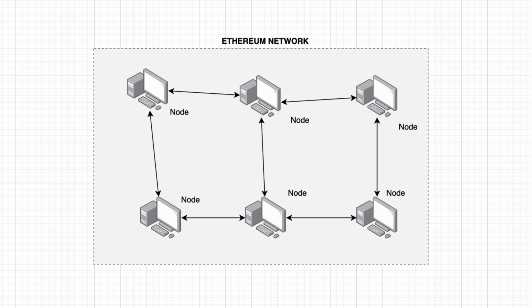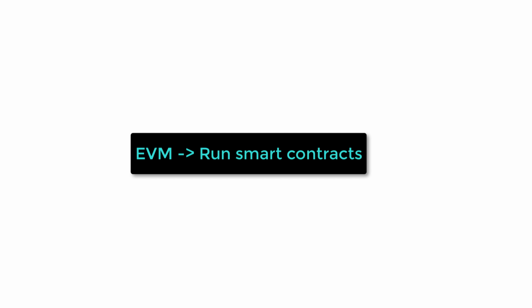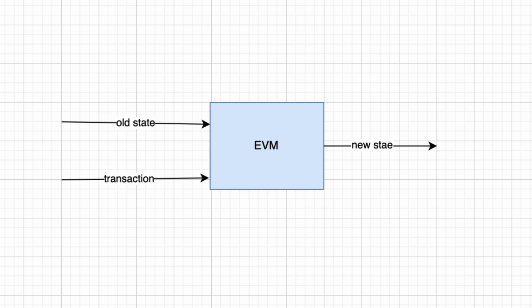The Ethereum network is composed of computers called nodes. Each node runs the Ethereum software. The EVM runs inside each of these Ethereum instances. The role of the EVM is to run smart contracts. The EVM is a state machine. In input, there is the state of the Ethereum blockchain. In output, the state is updated after a transaction has been applied.